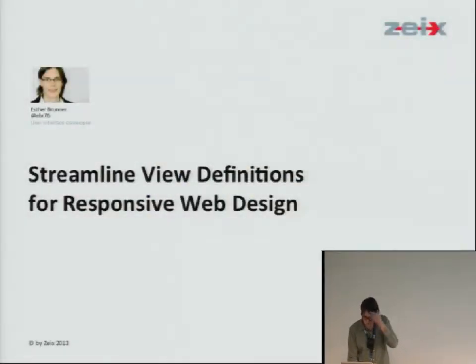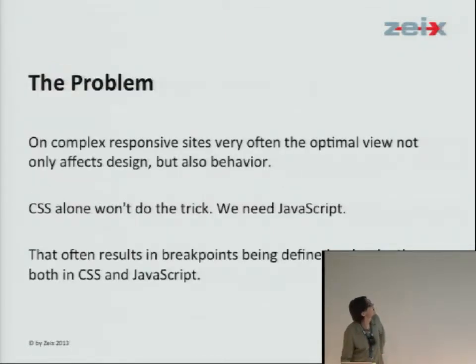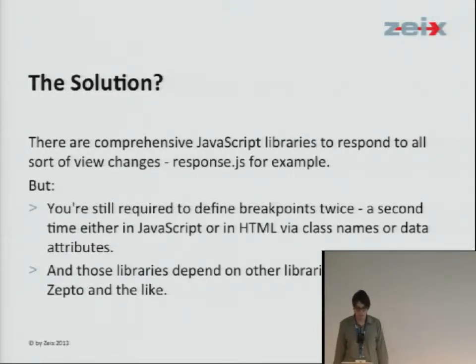The problem with complex responsive websites is that often the optimal view requires not only the design to be affected, but also the behavior. CSS alone won't do the trick. We need JavaScript. But this leads us to a further problem: we have to define breakpoints redundantly in JavaScript and in CSS. So we need something to bridge this problem.